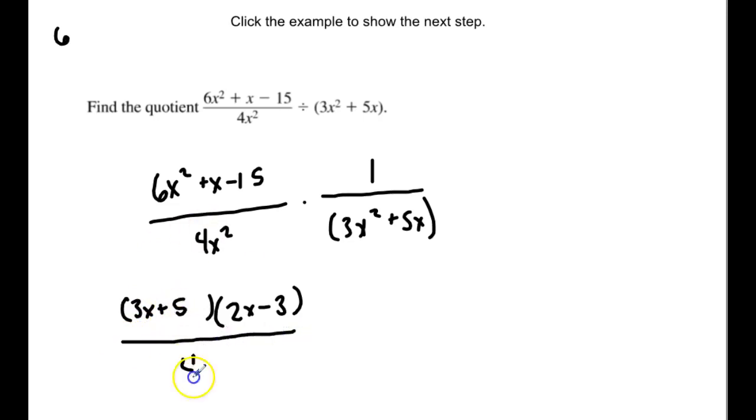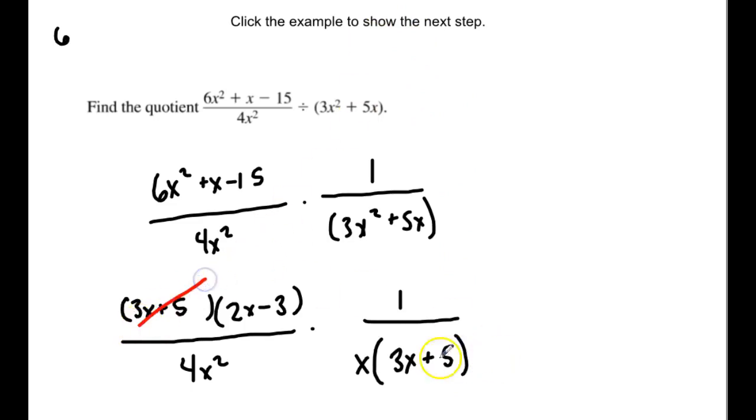So we're going to have that divided by 4x squared times, and my numerator is x, so I see that both of these pieces have an x in them, so I can factor out that x, times (3x + 5). So now I'm going to go ahead and simplify. I see a 3x + 5 and a 3x + 5. And then I can continue and simplify what I have.